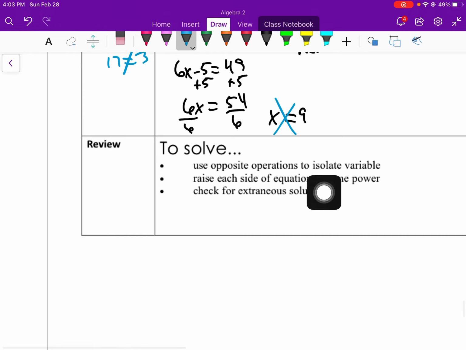And to review, we use opposite operations to isolate the variable, raise each side of the equation to the same power, and check. Remember to check for extraneous solutions.